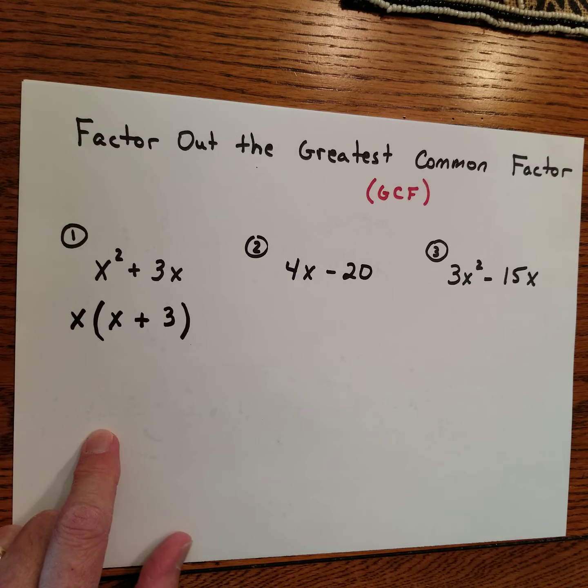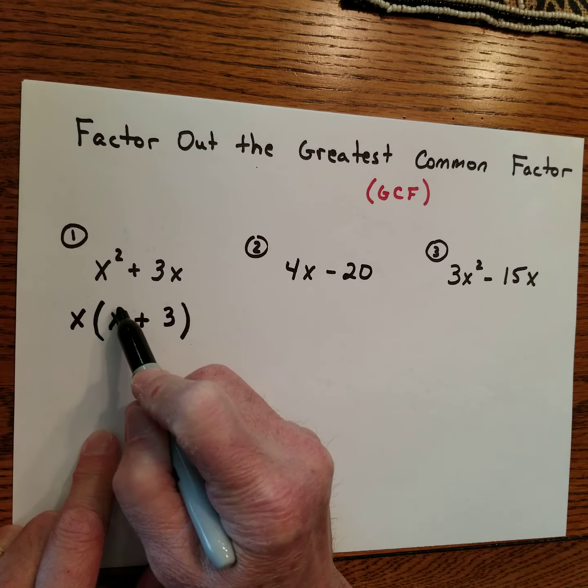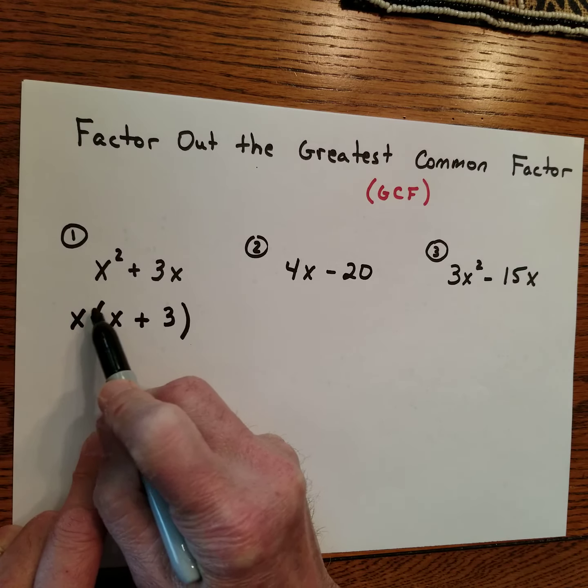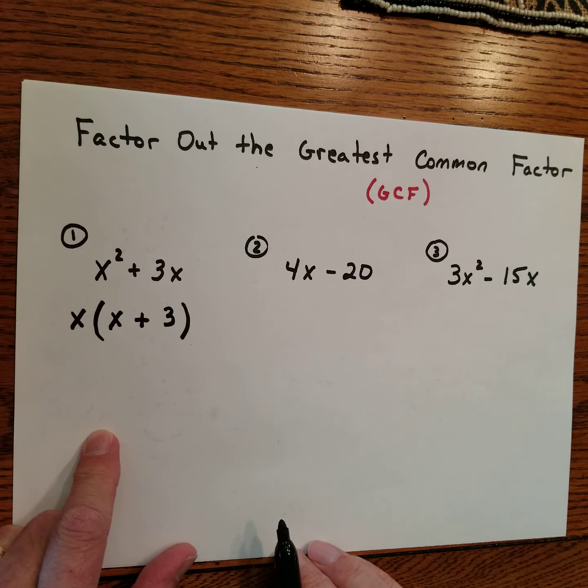If I wanted to check my answer, I would check it by distributing. Distribute the x here and here. X times x is x squared, while x times 3 is 3x.